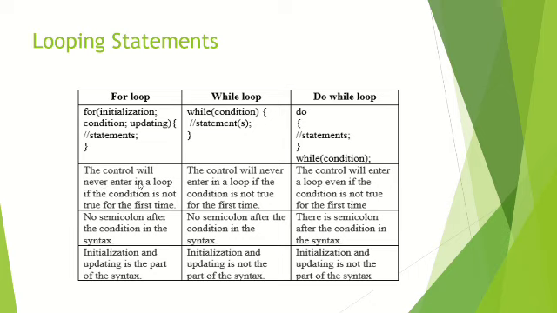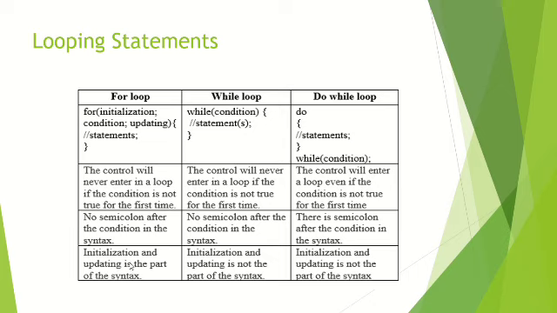In a for loop, the control will never enter the loop if the condition is not true the first time. In a while loop, the control will never enter the loop if the condition is not true the first time. In a do-while loop, the control will enter the loop even if the condition is not true the first time. In for and while loops, no semicolon is used after the condition in the syntax. In a do-while loop, there is a semicolon after the condition.